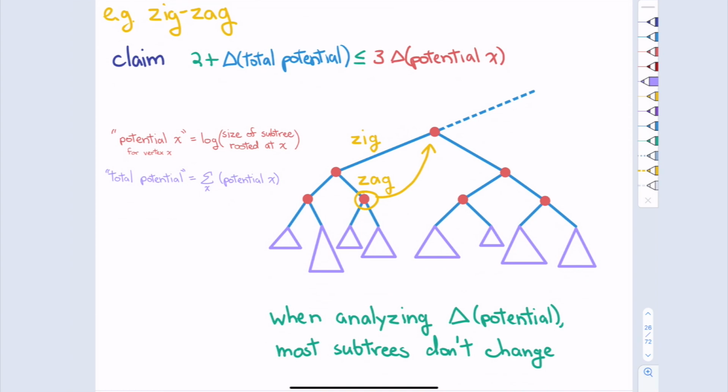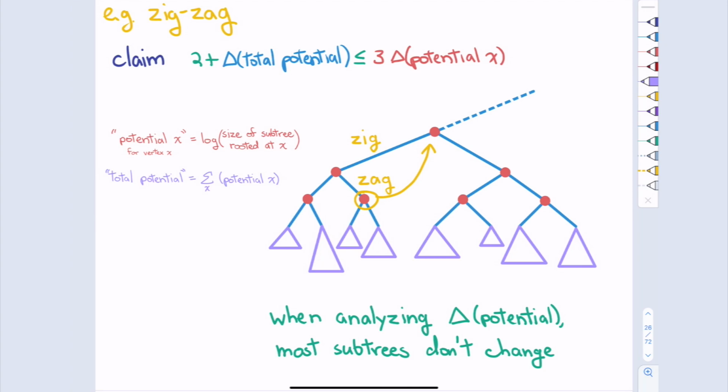All right, so I'm going to focus on just one rotation. I know it involves some calculations, and I think you won't mind if I skip the last two once we're done with it. So let's look in particular at zig-zag. The claim for zig-zag is that roughly 2 plus 2 accounts for the rotation time, the actual time to do the rotation, plus the change in total potential, and we're going to try to argue that this is at most 3 times the change in potential of just x. So that's the bound we're going for.